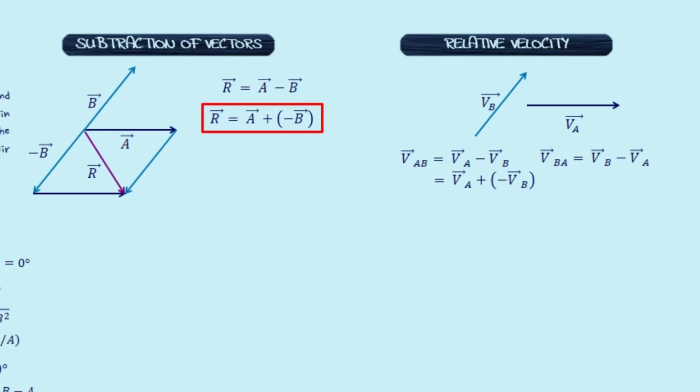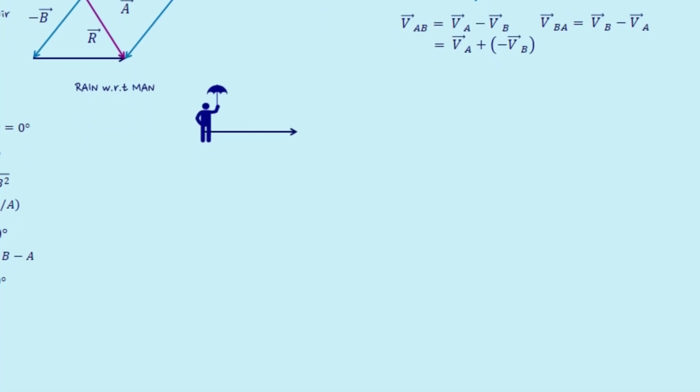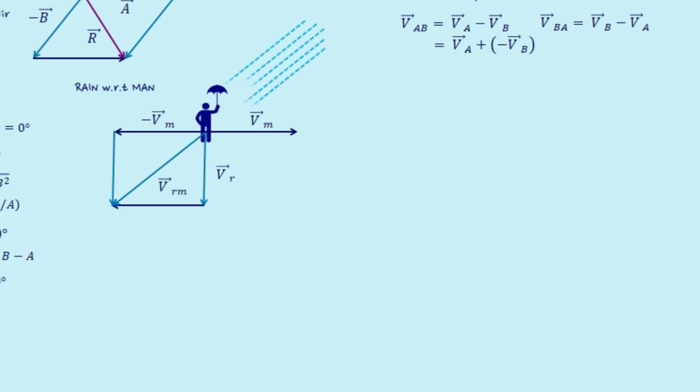Now let us apply the concepts of relative velocity in solving rainfall problems. Rain is falling vertically downwards with a velocity Vr and the person is moving towards the east with velocity Vm. To the person, the relative velocity of rain will be in the direction of Vrm. Vrm can be calculated by reversing the direction of Vm and then adding it with Vr.